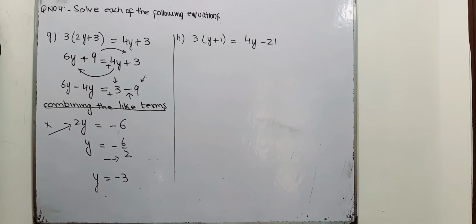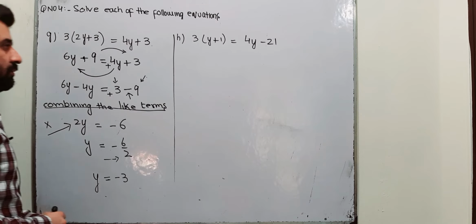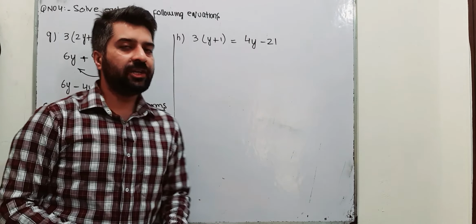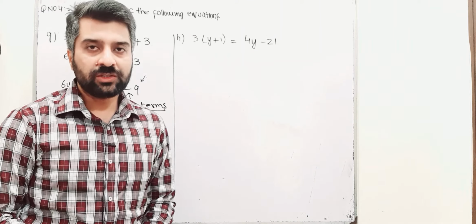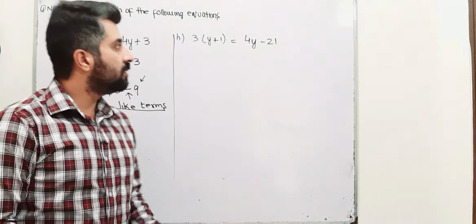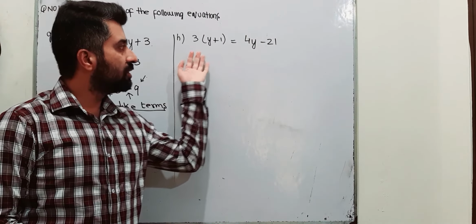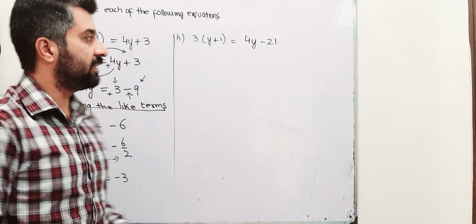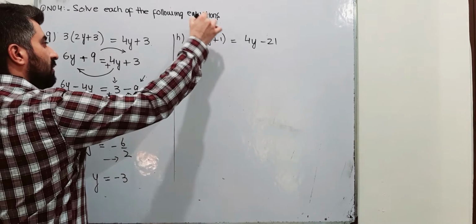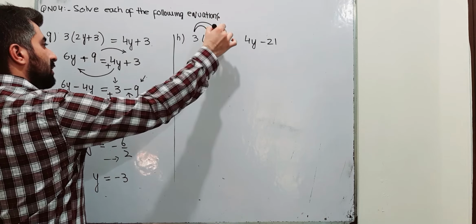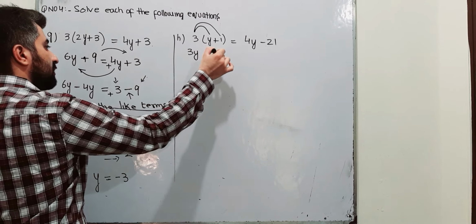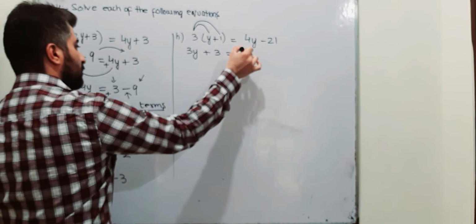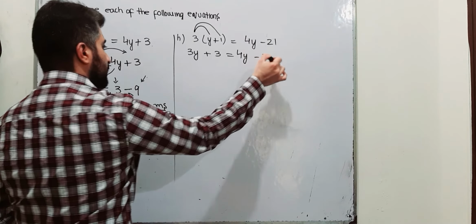Next question is part number H. Question number 4, exercise 5a. Again the question is same, you need to solve it. You need to find the value of the variable, which is y, and you can see y on the left side of the equation as well as on the right side of the equation. So first of all, multiply this 3 by both the terms inside the bracket. It will be 3y plus 3 into 1, 3, that is equal to 4y minus 21.